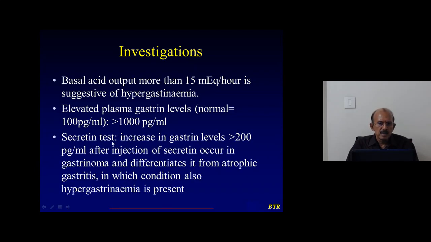Secretin test. An increase in gastrin levels by more than 200 picograms per ml after injection of secretin occurs in gastrinoma and differentiates it from atrophic gastritis, in which condition also hypergastrinemia is present. So if you inject secretin, the gastrin levels increase by more than 200 in case of gastrinomas. But in case of atrophic gastritis, where there is hypergastrinemia, the secretin injection won't lead to a further rise in gastrin.